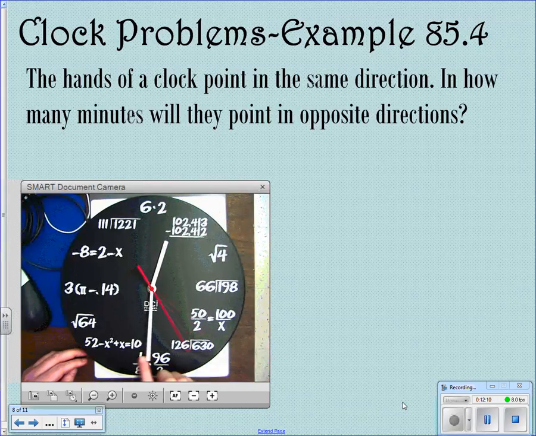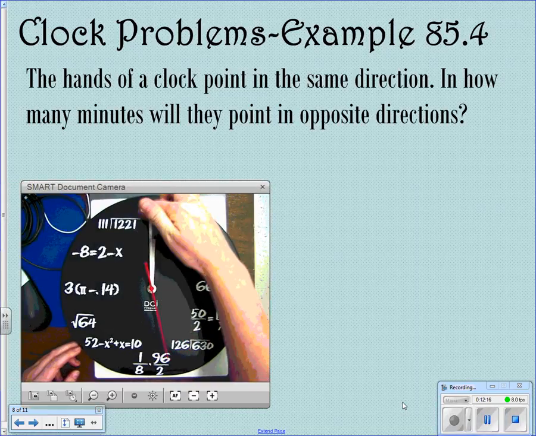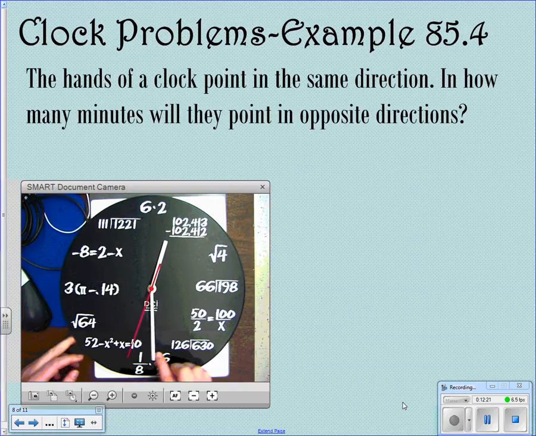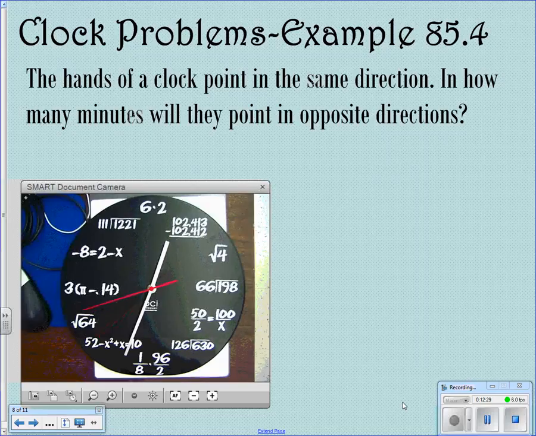But look, what happened when I moved this minute hand from here? What happened to the hour hand? Do you see how it moved a little bit too? And so we've got to keep moving, and now they line up. And so do you see how that was a little bit more than 30 minutes? And that's what we're trying to figure out. Exactly how many minutes will it be before they point in opposite directions? So here's how you use those formulas.